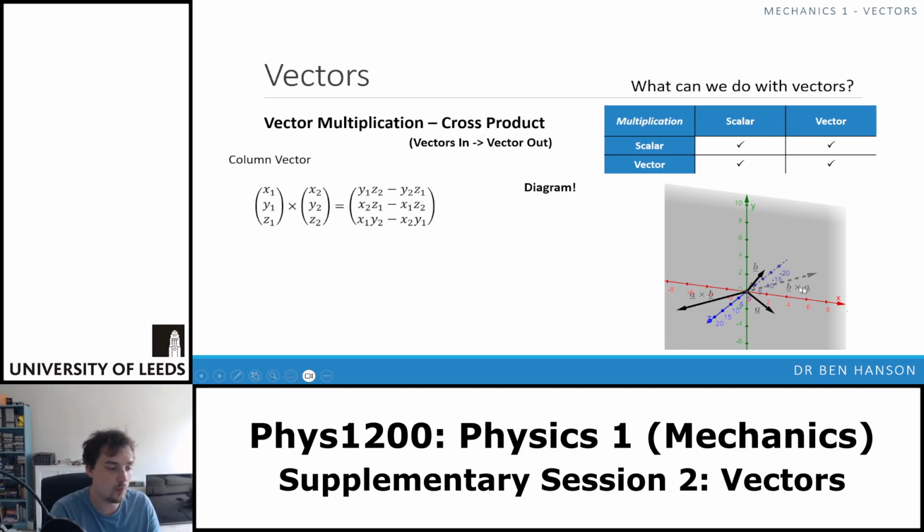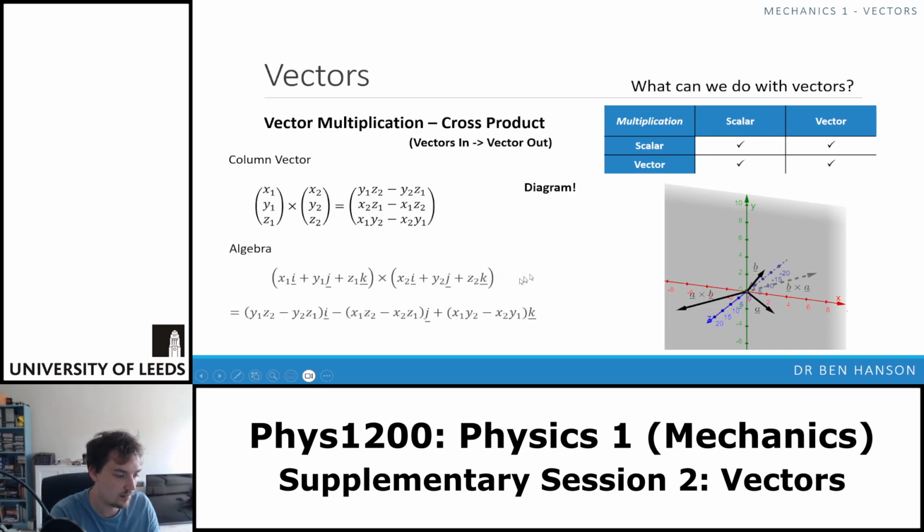As a column vector, we can calculate the cross product this way. So x1, y1, z1, x2, y2, z2. The cross product is y1, z2 minus y2, z1, x2, z1 minus... Complicated formula, but that is the cross product. Just like how we had an algebraic way of calculating the dot product with x1, x2 plus y1, y2 plus z1, z2, the cross product also has an algebraic form. It's a little bit more complicated.